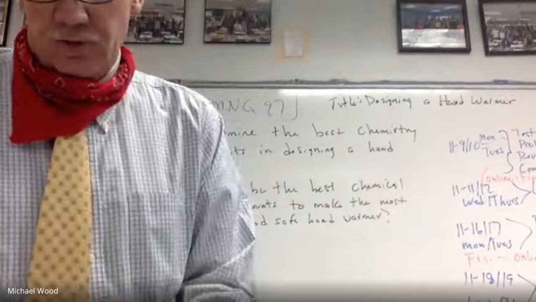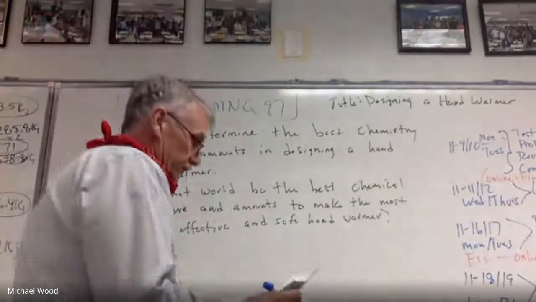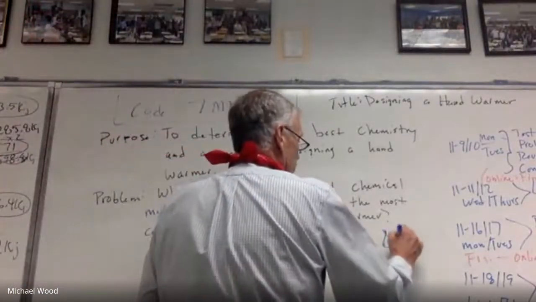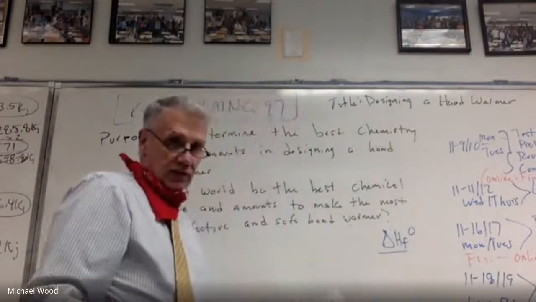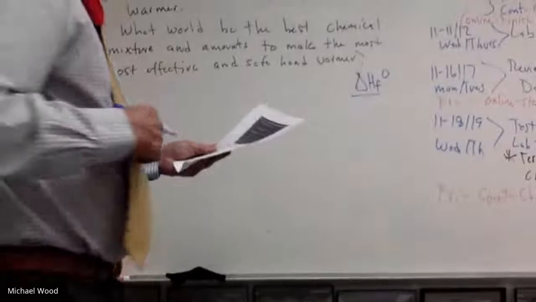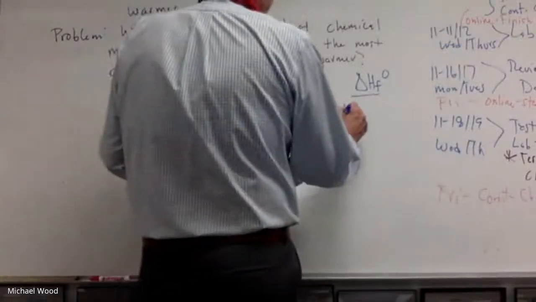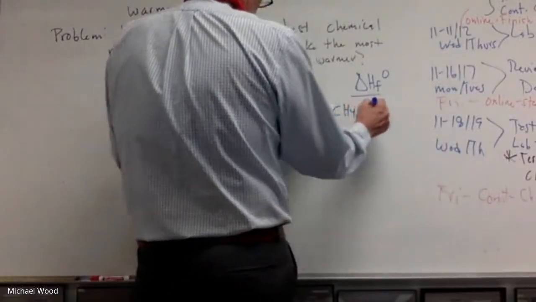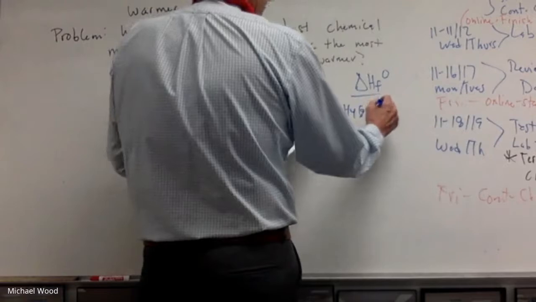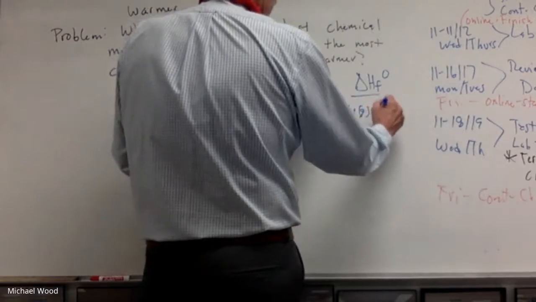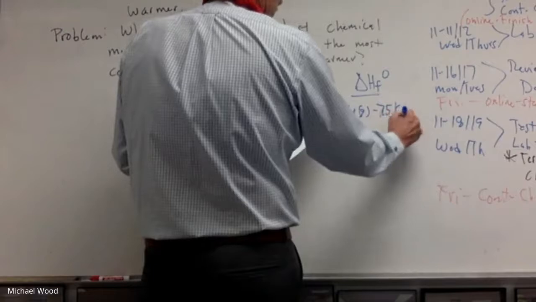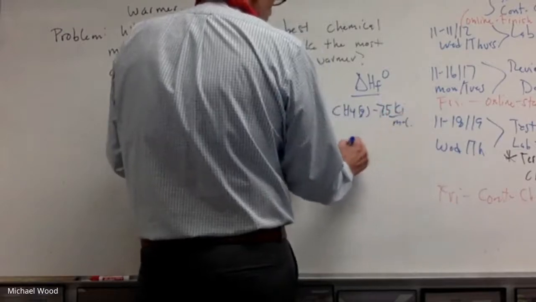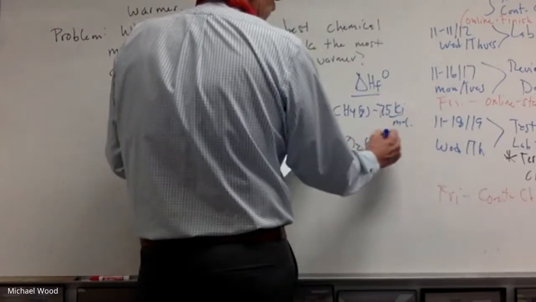First of all, if we went to a table, the delta H of formation, and this is actually in the back of our book. If you were to go to the back of the book, you'd see this. So CH4, you've got to watch the units here, you always do, is negative 75 kilojoules per mole. O2, whenever you have an element by itself, it's 0.